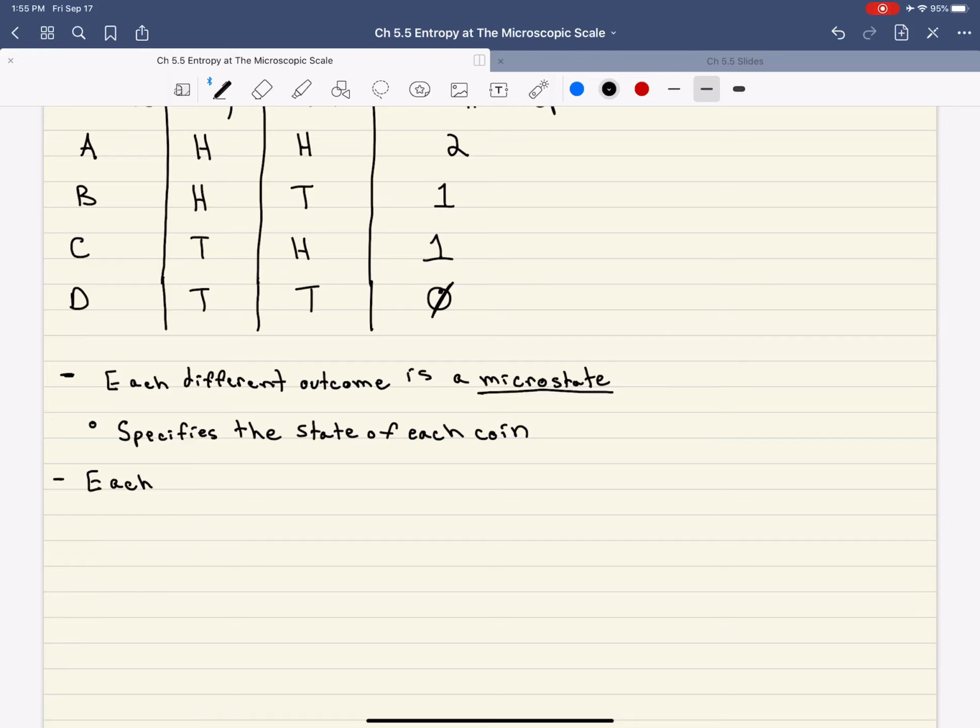Okay? And so, if we consider not the specific value or quality of each coin, but we just consider a quality that describes the entire collection of coins, so in this case, if we just look at the total number of heads up we have, that's what we would call a macrostate. Okay?